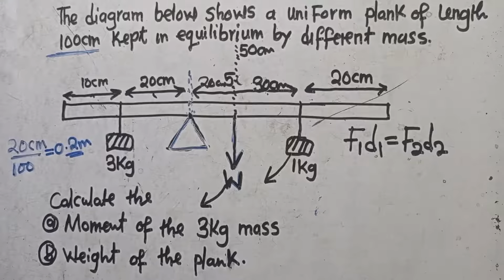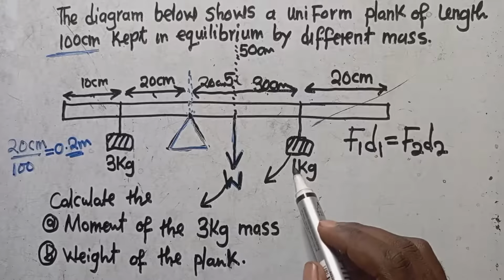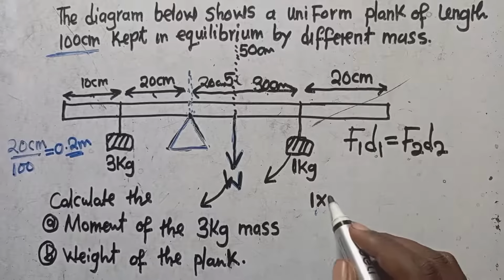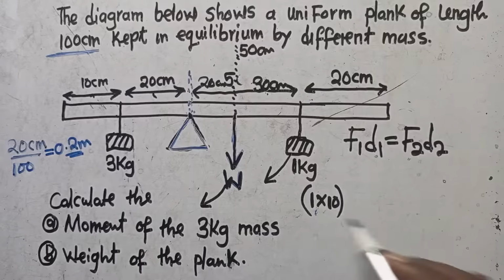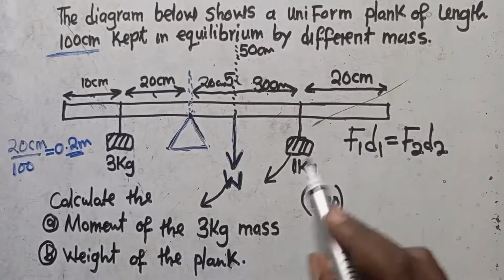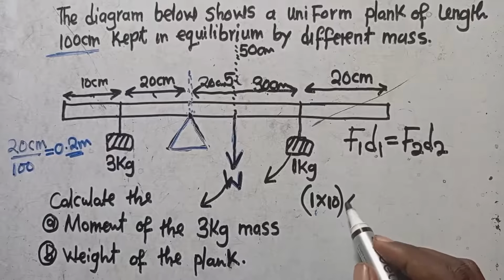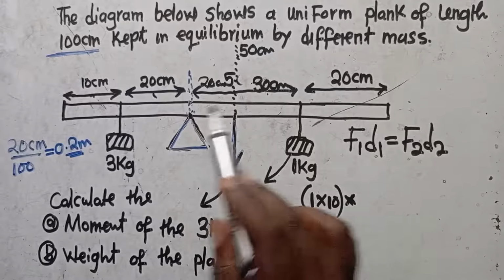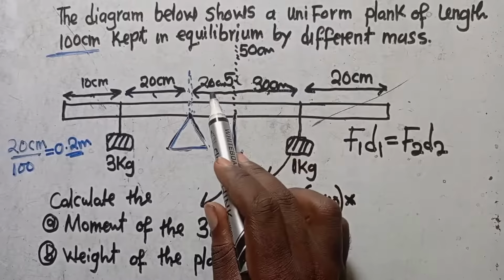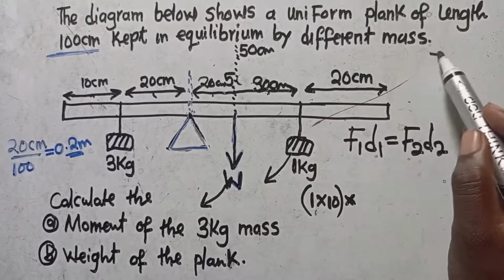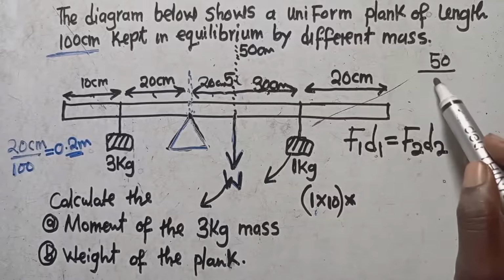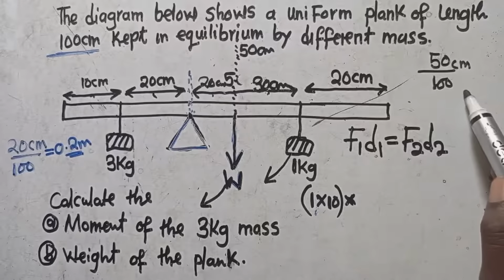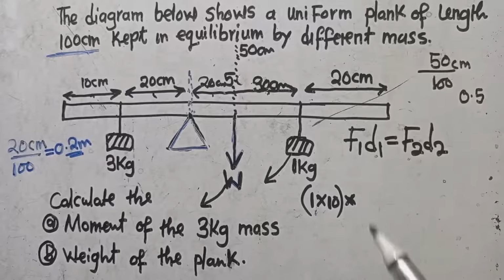So what I need to do here is that this one, this is 1. So I will say 1 times 10. That is the force that is there. This is going to be multiplied by the distance from here to the pivot. This is 30, this is 20. This is 50. The 50 that I've gotten, I divide it by 100 because it is in centimeters. So if I divide it by 100, this is 0.5.